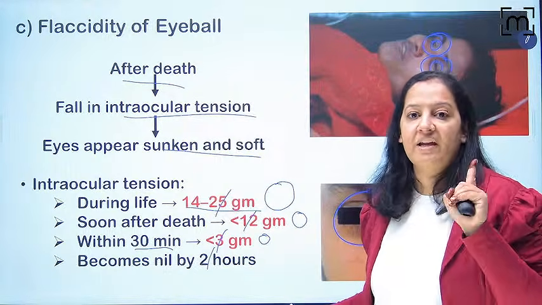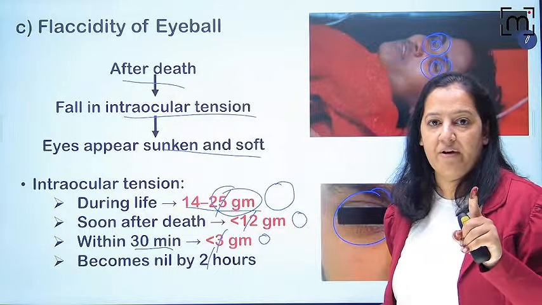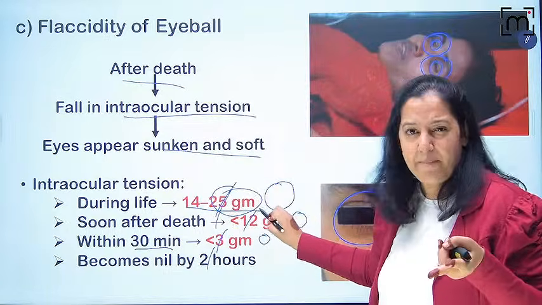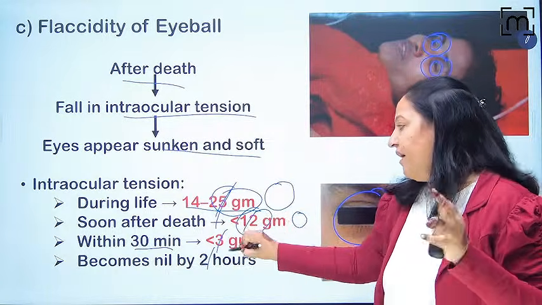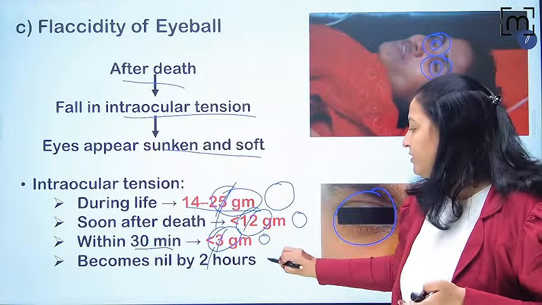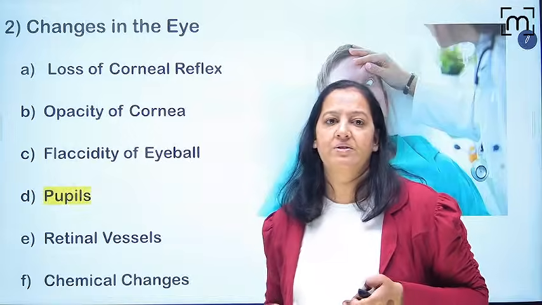During life, the intraocular pressure, the intraocular tension, is 25 grams. Immediately after death, it becomes half, nearly, approximately. It's 12. And after 30 minutes, it becomes 3. And after 2 hours, it becomes 0. You can write down 0 over here. So you can learn these figures for MCQs if you wish. So that is the third sign.